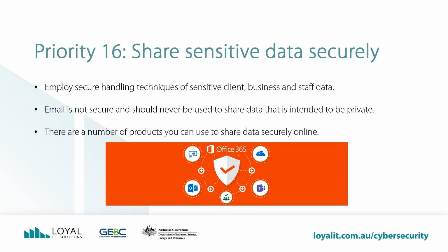Priority 16. Share sensitive data securely. You need to ensure you employ secure handling techniques of sensitive client, business, and staff data. Email is not secure and should never be used to share data that is intended to be private. There are a number of products that you can use to share data securely online. Microsoft 365 can share documents securely, and any number of cloud products have the ability to securely share data online. It takes more effort, but you won't be the source of leaked data if you use secure methods.